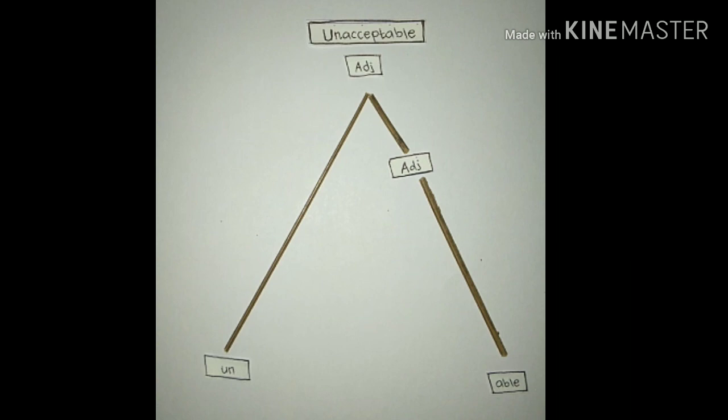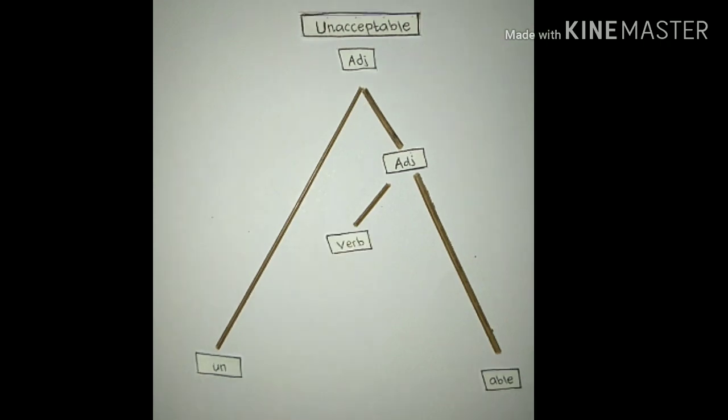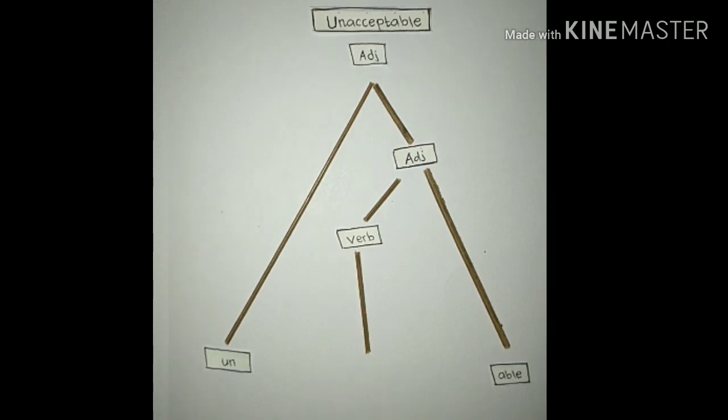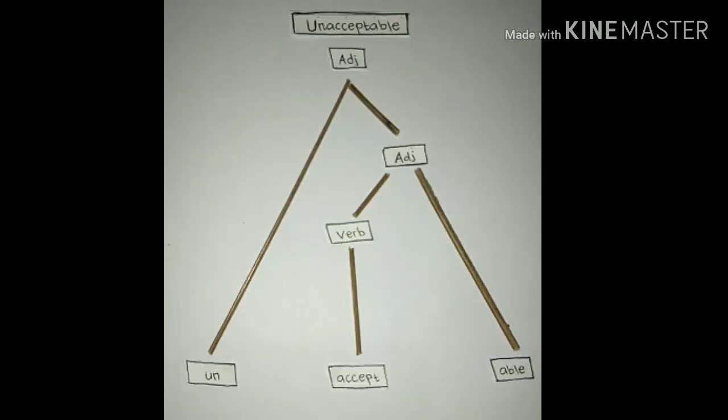Okay, last we still have accept, that is the stem of this word. Accept is a verb. Now draw the line down and then write verb. Okay, and then the last one, draw the line down again and then write accept.